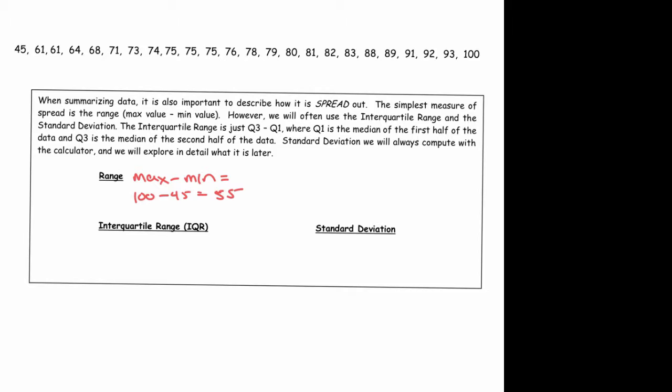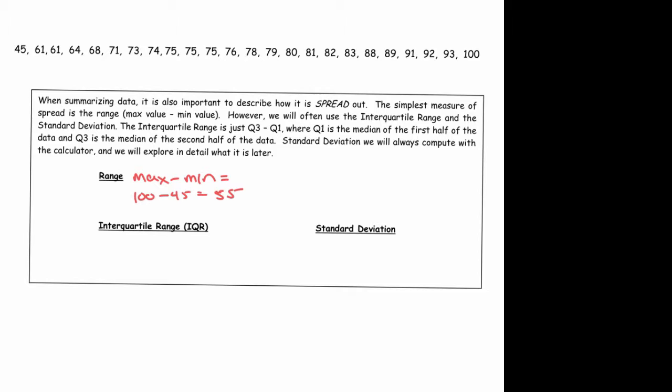That's the range. Now it's very crude because it's just two numbers in the calculation. It doesn't tell you a lot about how spread out the data is in between those numbers. So it's basically maybe the first thing you'd look at, but it's not necessarily the best measure of spread. We'll often use the interquartile range and what's called the standard deviation, which we'll get into in another video.